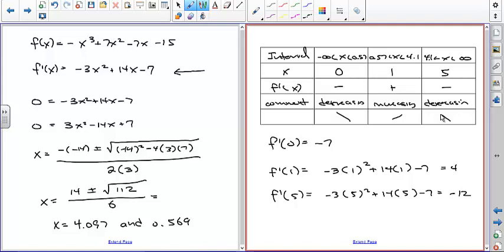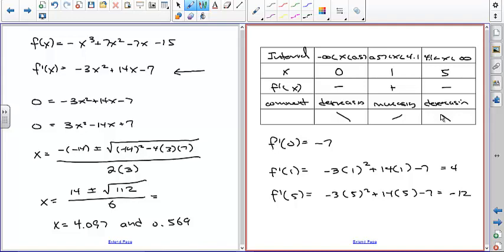plus the square root of 112 is 4.097, and minus the square root of 112 is 0.569. So that's how I broke the interval up. I chose numbers within those intervals so that you can always use 0 somewhere unless it's a critical number, but in this case it's not. So I use 0, 1, and 5.